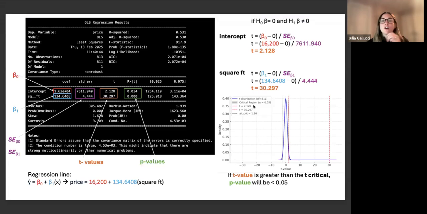And then I'm also showing here these equations that we talked about, how to get the t-values for both the intercept and the square foot. Basically, by plugging in our beta coefficients, comparing them to the value under the null hypothesis, which is 0, and then dividing by the standard error, we get both the t-value for the intercept and the t-value for square footage. This model does all the heavy lifting in the background, but it's showing us that t-values greater than the t-critical value will give us a p-value of less than 0.05, representing the fact that they're statistically significant.